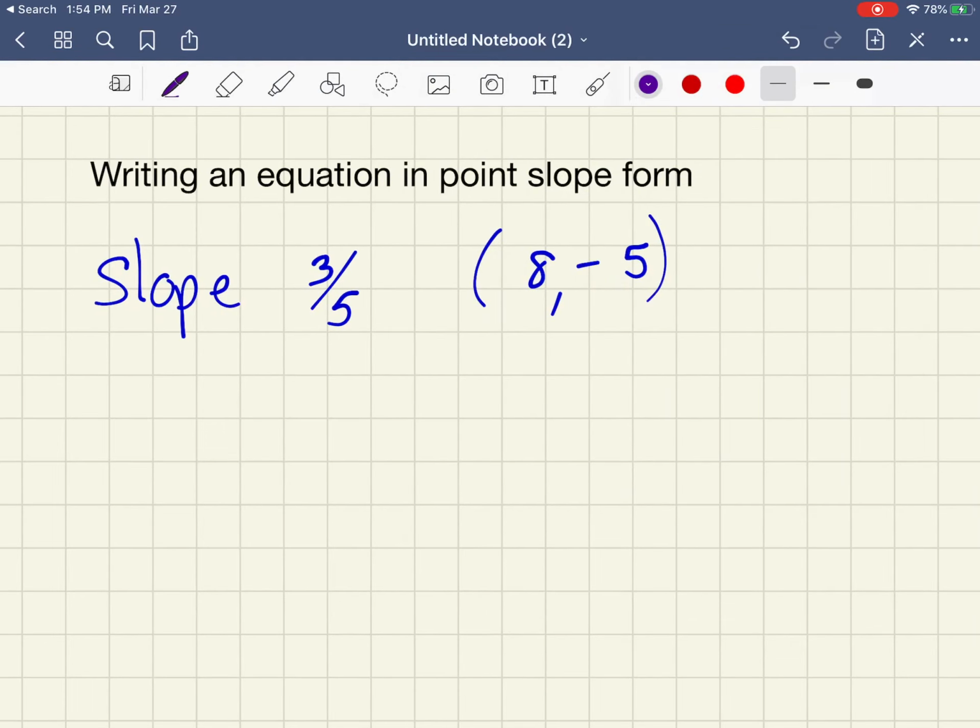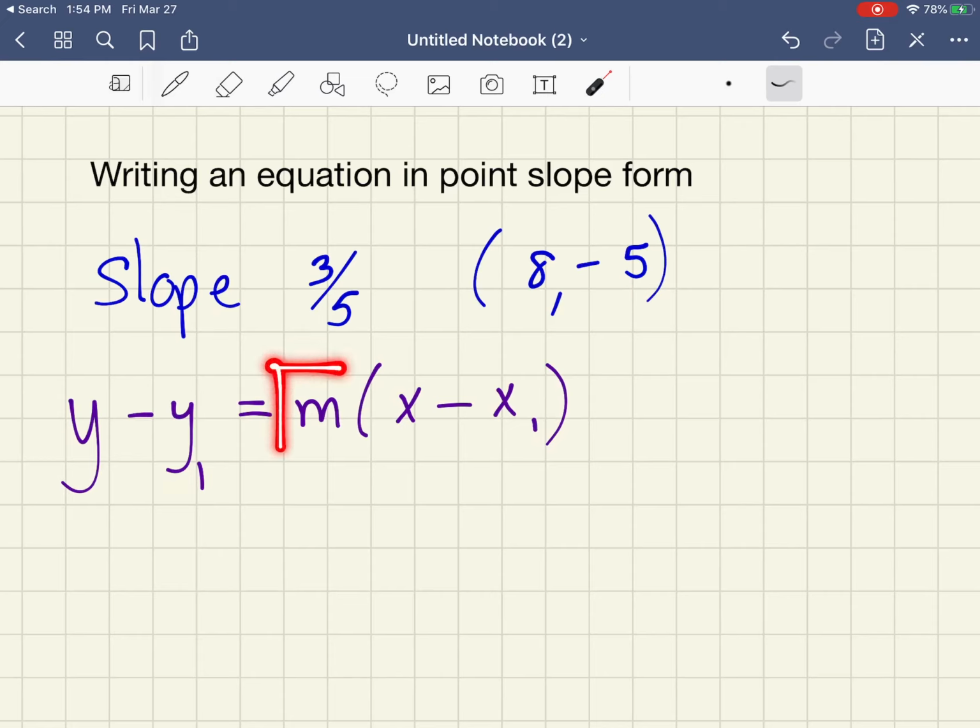This is a video on how to write an equation in point-slope form. The general point-slope form equation is y minus y1 equals m times x minus x1. M is the slope. So we already have our slope, so we can take that 3/5 and just replace or substitute 3/5 for m.